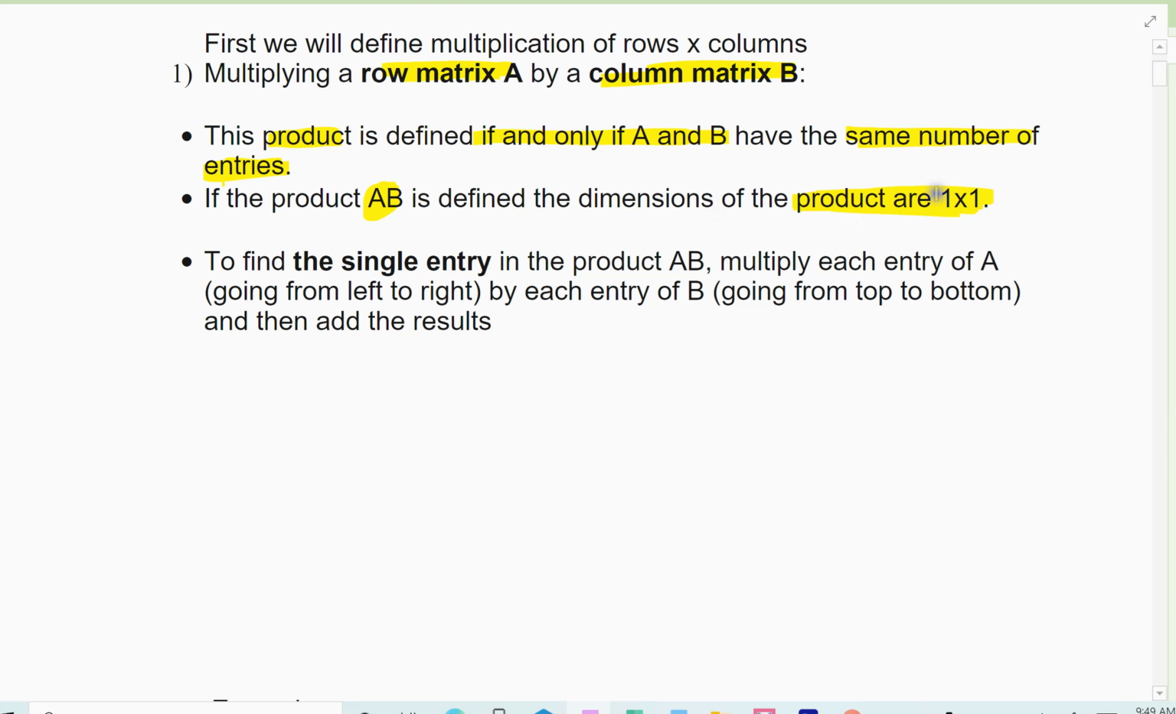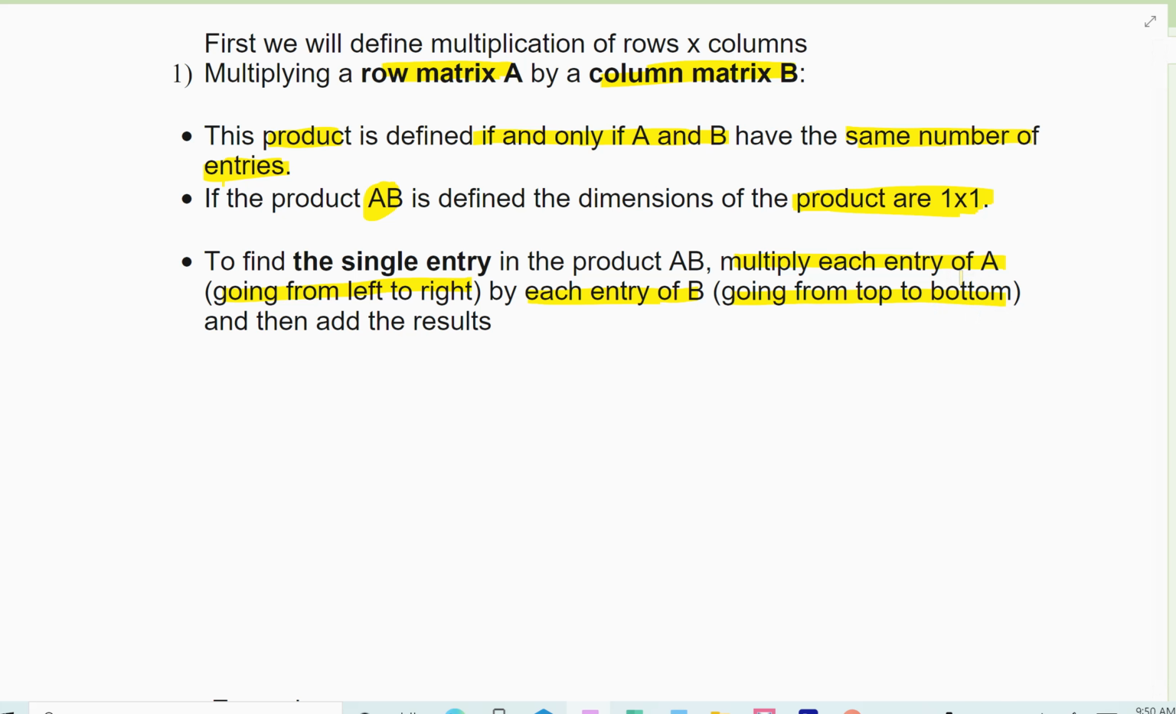How you get that number involves both multiplying numbers and adding numbers. All right. To define that single entry in my A times B multiplication, that 1 by 1 matrix I get out, you multiply every entry in A, every entry in my row, going left to right, by every entry in B. That's why they have to have the same number. And you multiply them going top to bottom. So the leftmost number multiplies by the topmost number. The rightmost number multiplies by the bottommost number in my column. And then everything in between matches up.